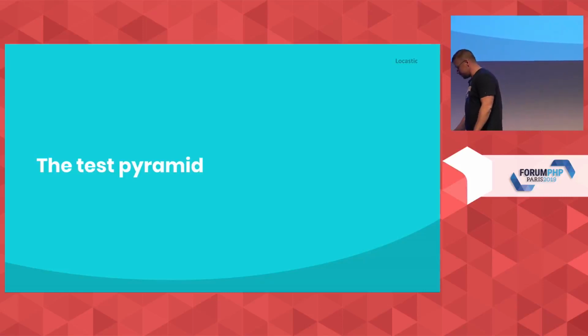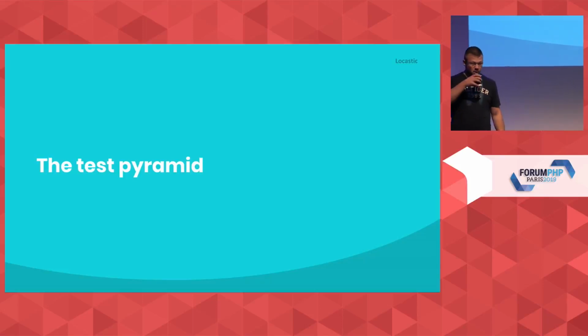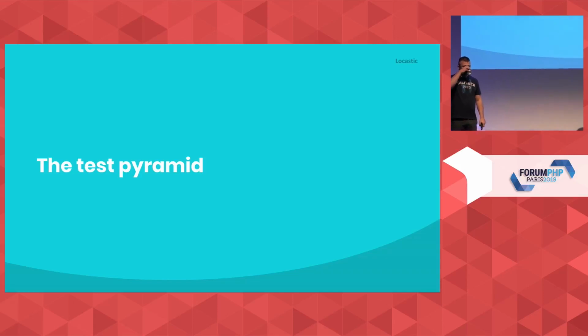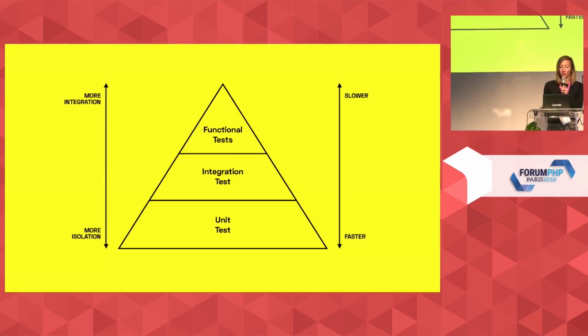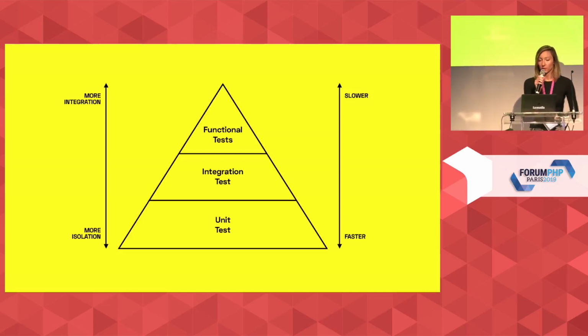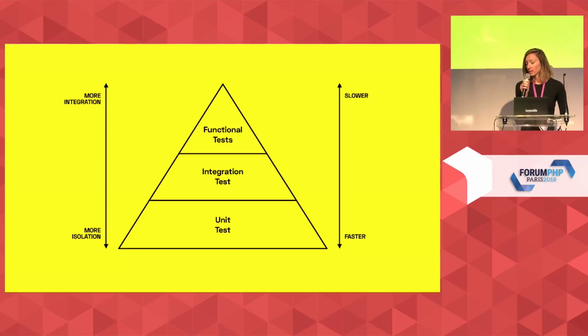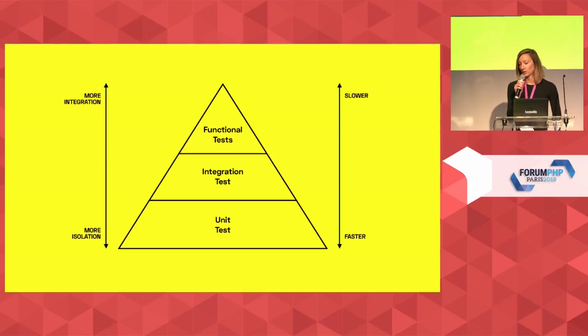Okay, so now that Antonio convinced you that you should write tests, let's see what a test pyramid is. I'm sure most of you have already heard of it. Basically it's a graph which tells us how many tests we need to write on each layer. The lower layers have more isolation and are much faster, and the higher levels have more integration and are slower in execution.